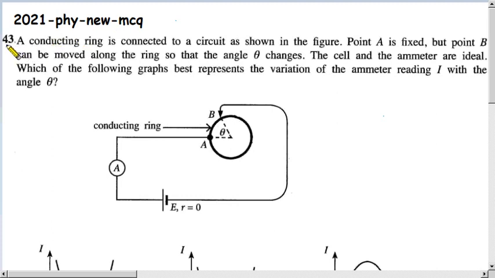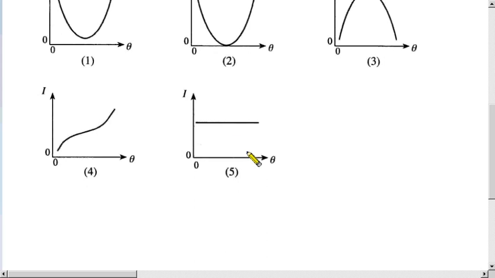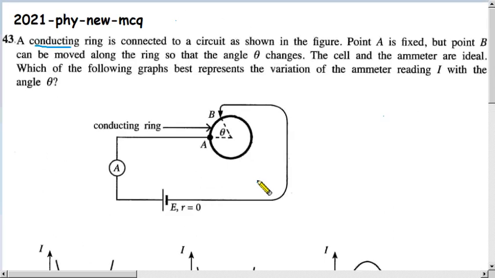Children, today I am going to discuss question number 43 from the MCQ part of the 2021 Physics New Syllabus paper. A conducting ring is connected to a circuit as shown in the figure. Conducting ring, so this word is wrong, children. If it is a conducting ring, there is no resistance, so there is a mistake in this question. If it is a conducting ring, there is no resistance, so the current is constant. Then the answer should be this one, but that is not what they have meant.